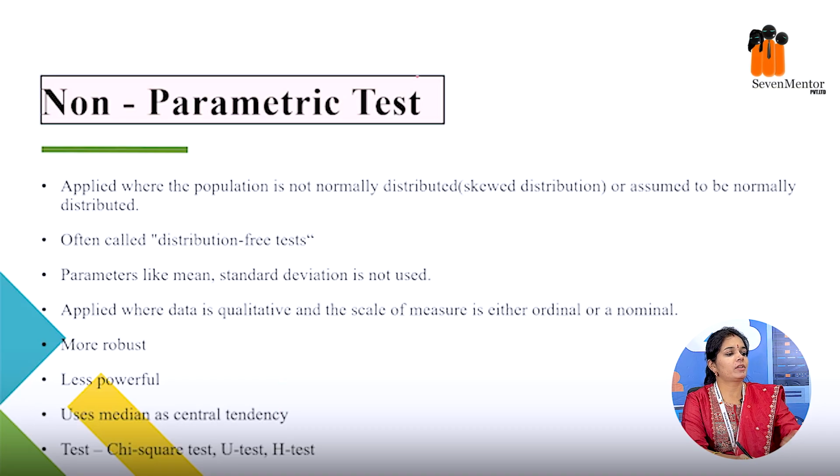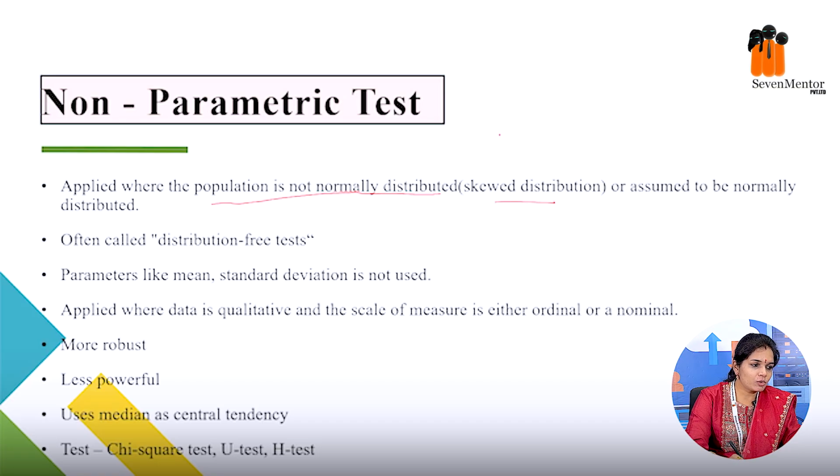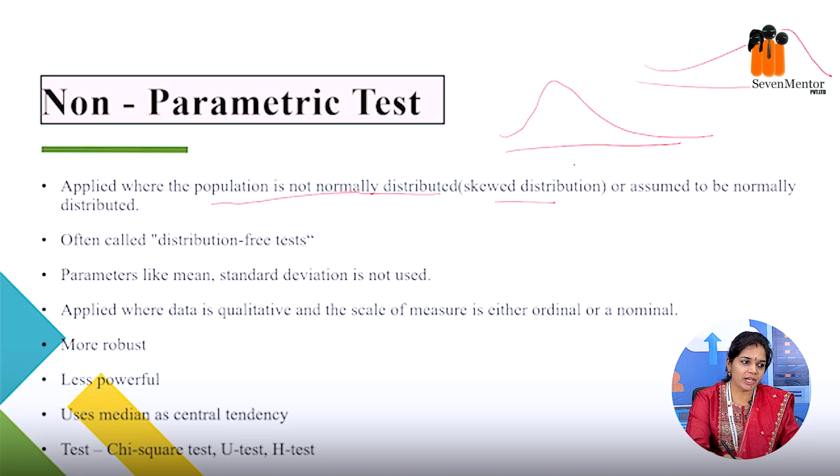Non-parametric test. A non-parametric test is used where the population is not normally distributed, it is skewed. You remember we covered shape, skewness, and kurtosis in descriptive stats. A skewed distribution means it is either right skewed or left skewed. Such tests are applied where the distribution is skewed, not normal or assumed to be normal.